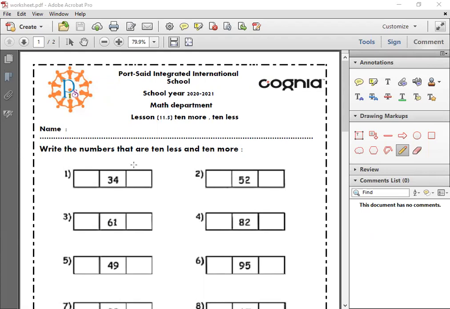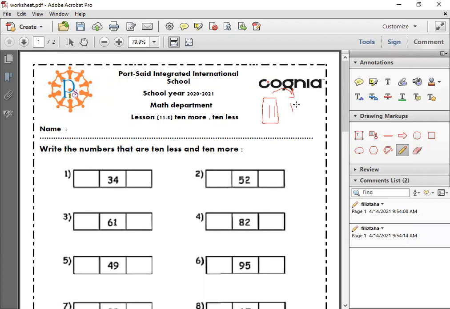Okay, we learned in the previous lesson the one more and one less. And we said that one more means the number that comes after. For example, if I want to find the number that is one more than 11, that means the number that comes after 11, which is 12, right? And the number one less than 11 means the number that comes before 11, which is 10.